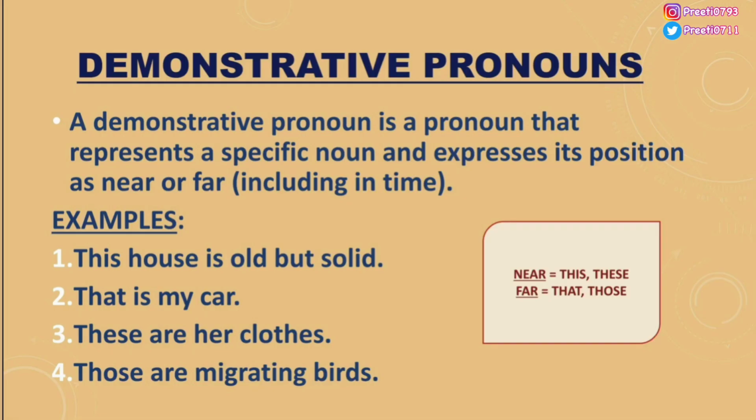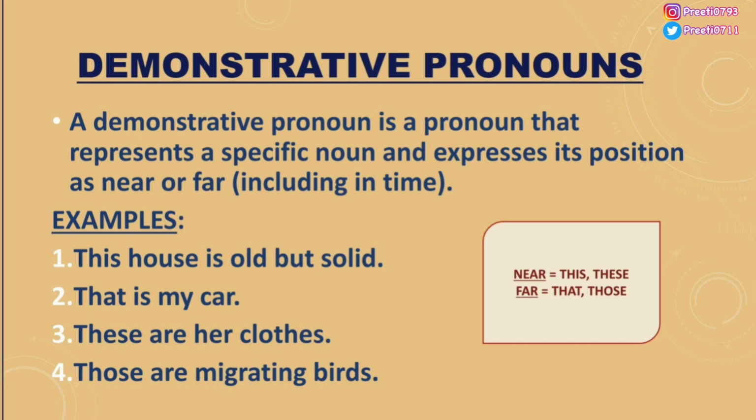Next type of pronoun is demonstrative pronouns. Its definition says a demonstrative pronoun is a pronoun that represents a specific noun and expresses its position as near or far, including in time. So for near and far we have different demonstrative pronouns. Okay, for near we have "this" and "these", whereas for far we have "that" and "those". Out of which "this" and "that" are used for singular, whereas "these" and "those" are used for plural.